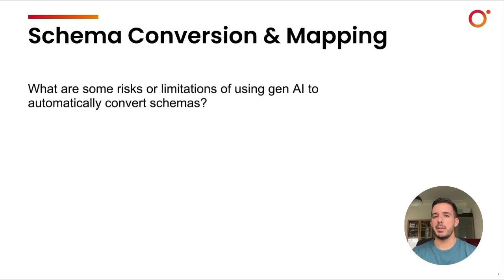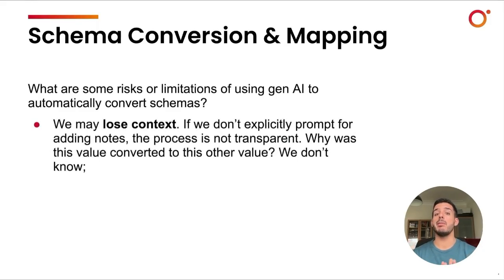Then we do have risks and limitations as for many other activities, right? So what are some of these? Well, first, we may lose context. That is, if we don't explicitly prompt for adding notes, then the process is not transparent, right? Why was this value converted to this other value? We don't know. So you can ask the LLM to include a new format that has the justification of why it made that conversion. So you can ask for an additional column, for example, with a justification for every single conversion in terms of those fields. Because if you don't ask for those, then GenAI is not going to tell you why it made a specific conversion, right? The more transparency, the better.